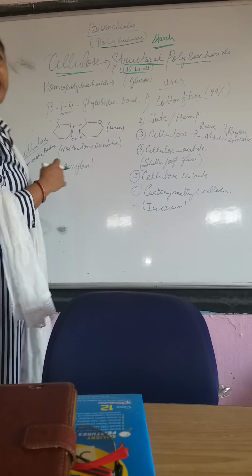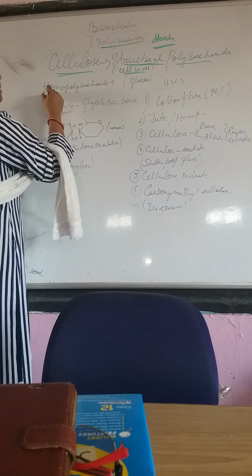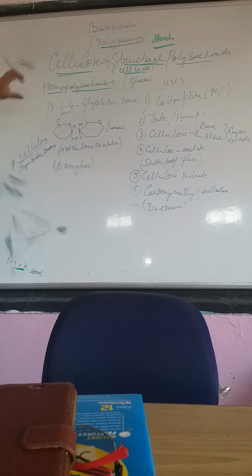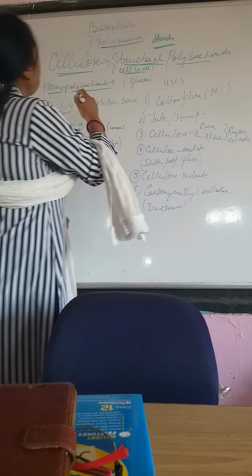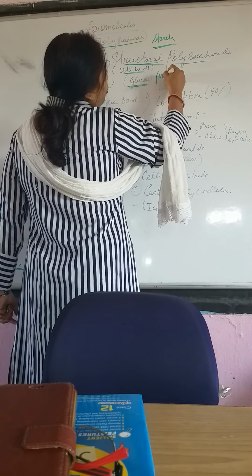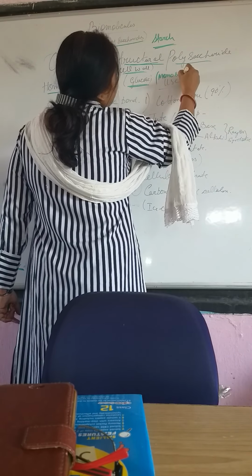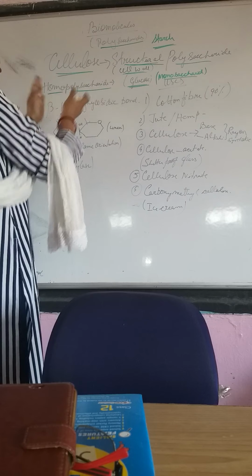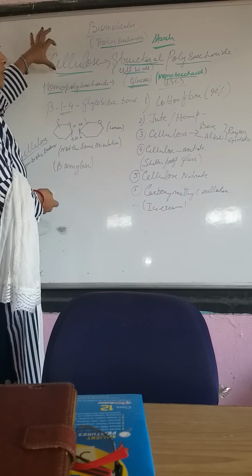Now if we see at the molecular level, it is a homopolysaccharide. What is homo? Homo means similar. This homopolysaccharide is made of glucose, which is again a monosaccharide. So this monosaccharide forms the structural part of cellulose.